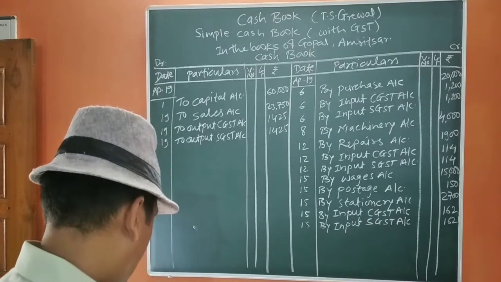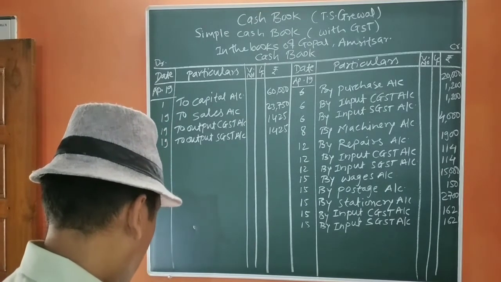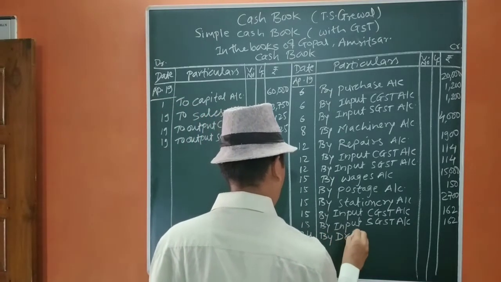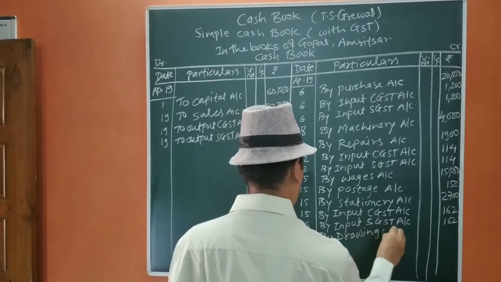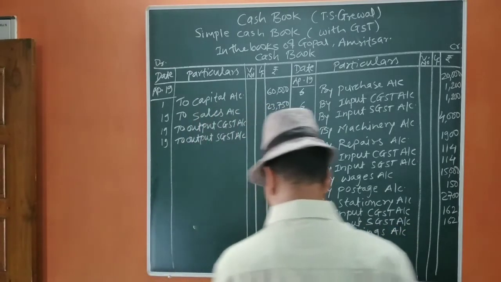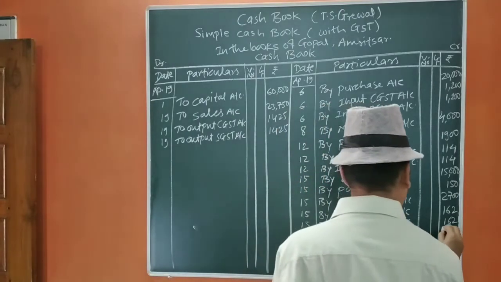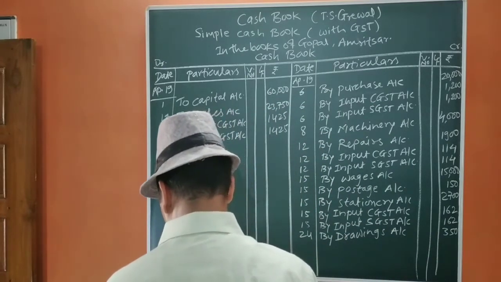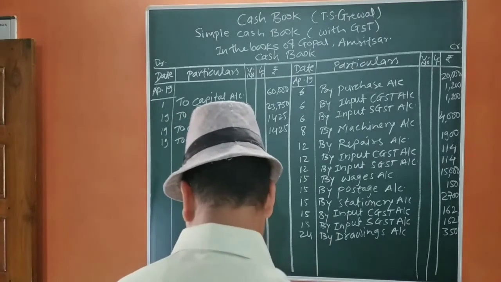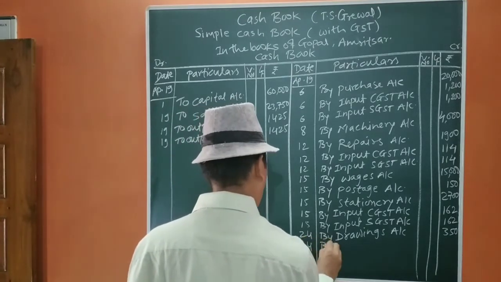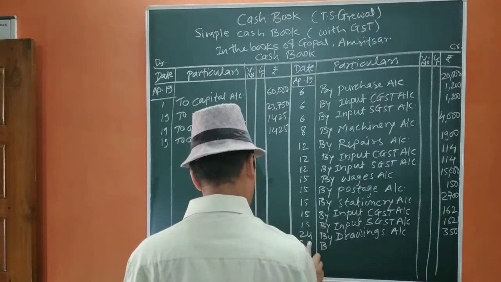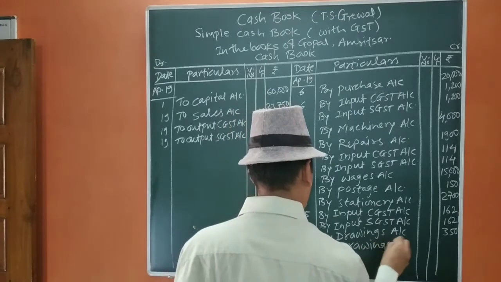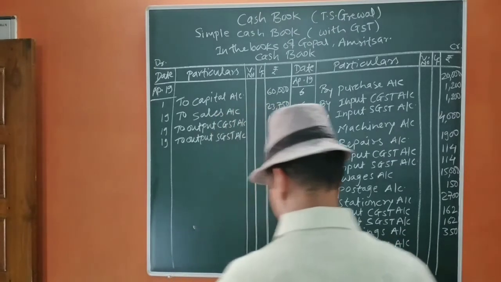Then payment to carpenter for repairs to personal furniture, that is drawings, on 24, by drawings account. The amount is 350. Then paid for medical expenses of Smith Gopal, so it is also drawings. Again, it is on 26, by drawings account. It is going to be 1800.